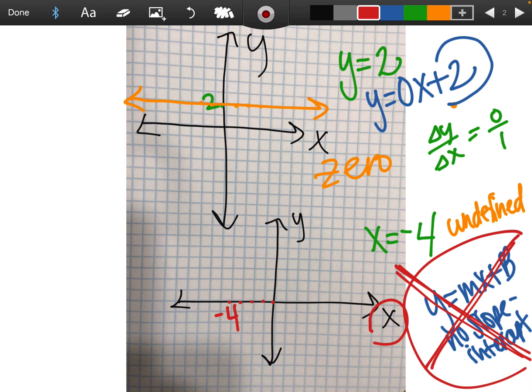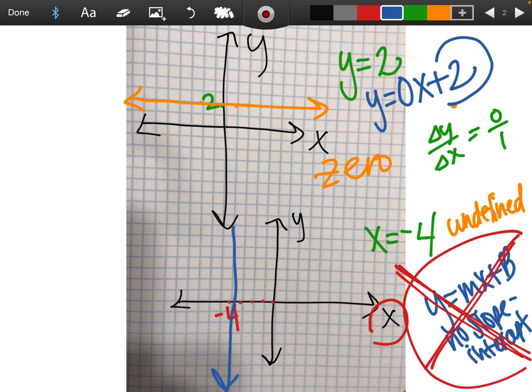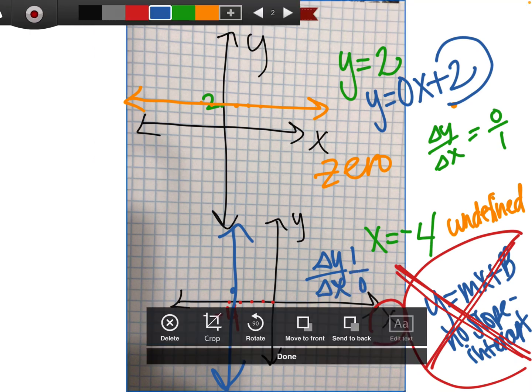So when I think about this, I know it has to be vertical, and it says x is equal to -4. So I'm going to find where x is equal to -4. I'm going to be looking at my x-axis, and I'm going to start at the origin and go to the left 4 to find out where x is equal to -4. 1, 2, 3, let's see here, 1, 2, 3, 4. Okay, so here is -4.